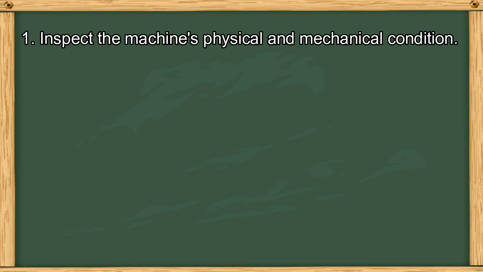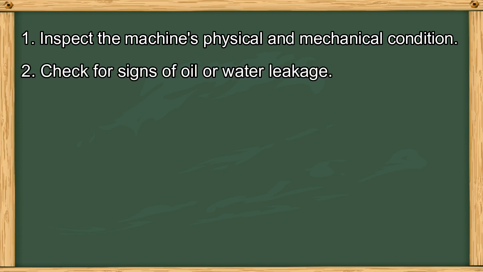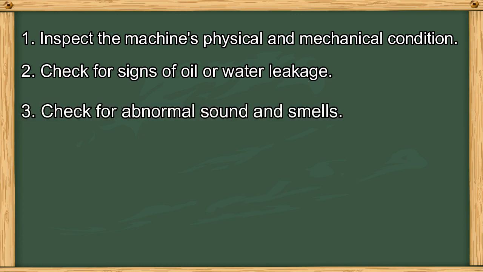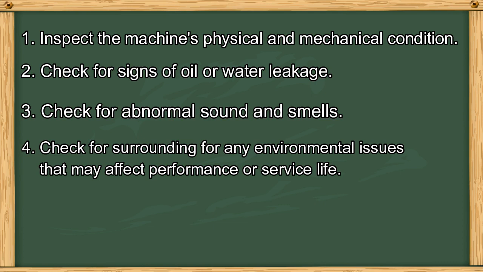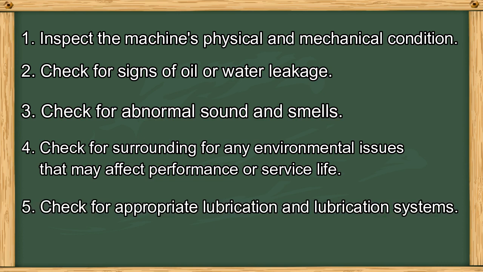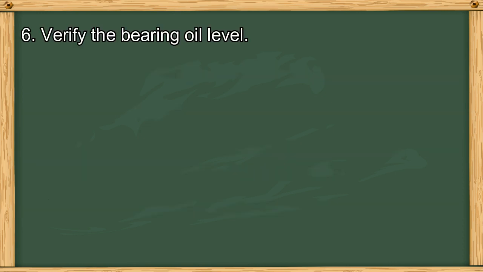The first one, inspect the machine's physical and mechanical condition. The second one, check for signs of oil or water leakage. The third one is check for abnormal sounds or smells. The fourth is check the surroundings for any environmental issues that may affect performance or service life. Fifth is check for appropriate lubrication or lubrication system. Sixth is verify the bearing oil level.